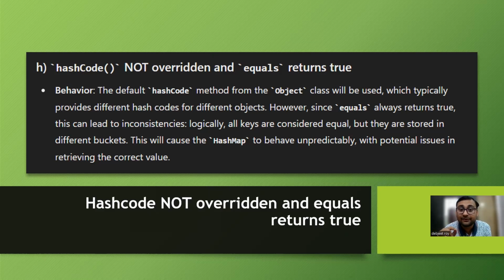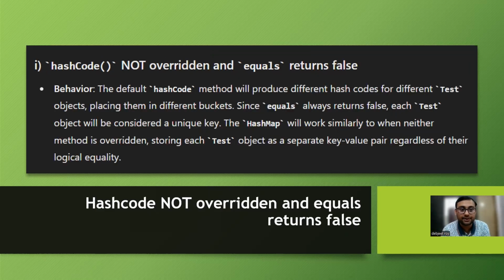And then they will be stored in different buckets. Why different buckets? Because hash code is not overridden. So two keys can have the same hash code logically, but they will be stored in different buckets. And even though those objects are equal, they will still be stored in two different buckets. So it creates data inconsistency, right? Whenever you try to fetch the value for that key, you will not get it because those are present in different buckets. So it will give unpredictable behavior and lead to potential loss of your values. It will give potential issues in retrieving the correct value. So this is the thing which I wanted to explain to you.